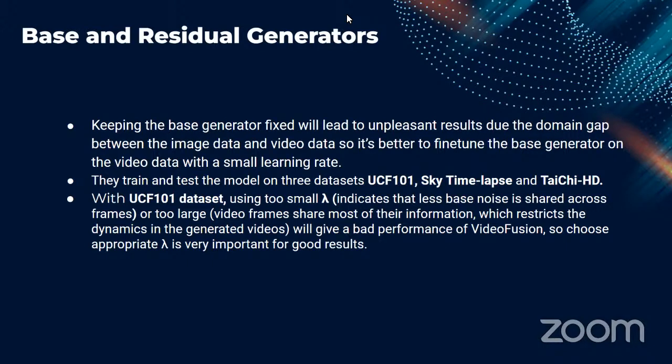They trained VideoFusion on 3 types of datasets: UCF 101, Sky Time-lapse, and Taichi-HD. Okay. So they train and test VideoFusion on 3 types of datasets, as we said. With the UCF 101 dataset, they found that using a small lambda or a large lambda gives really bad performance from VideoFusion. So choosing an appropriate lambda is very important for a good result from this model.